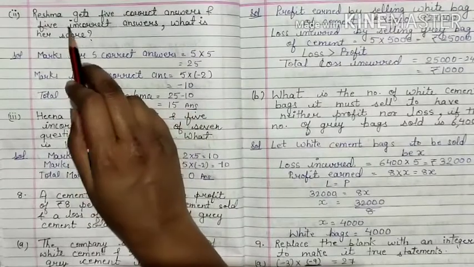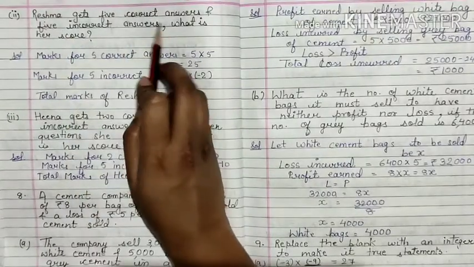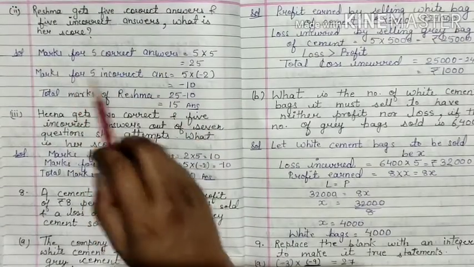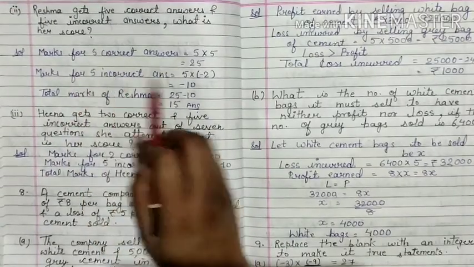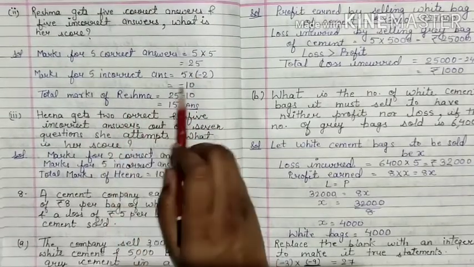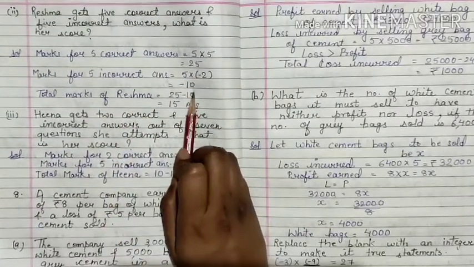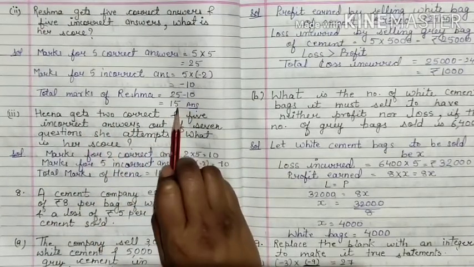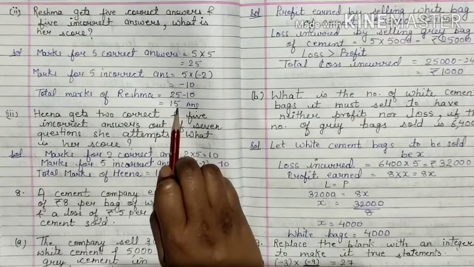B part is Reshma. Reshma, the correct answers are 5 and incorrect answers are 5. So for correct answers she scored 5 5s are 25, and for incorrect 5 2s are 10, -10. So when we subtract 25 minus 10, it is 15. So Reshma scored 15 marks.